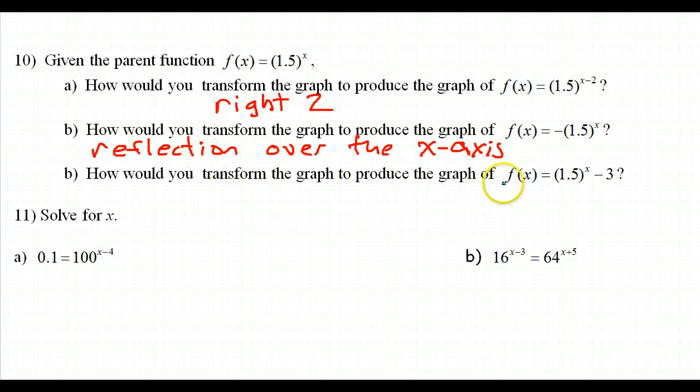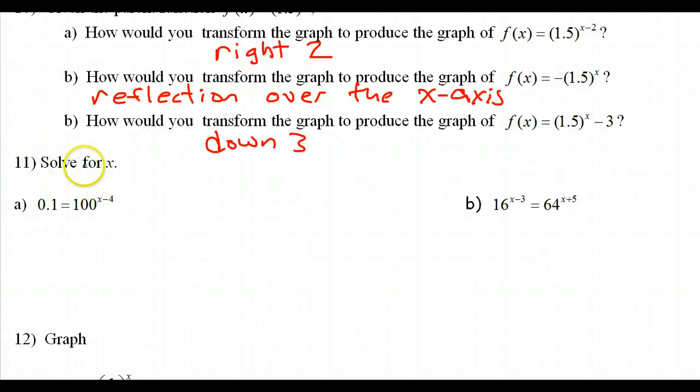How would you transform the graph to produce this function? What's caused by putting a negative 3 on the end of the function like this? Numbers on the end of the function are always up and down motions, and these ones work just the way you would think. Negative moves you down, positive moves you up. So this is a translation down 3.